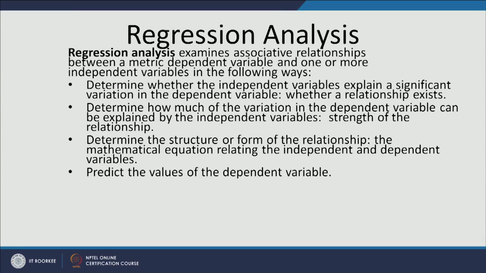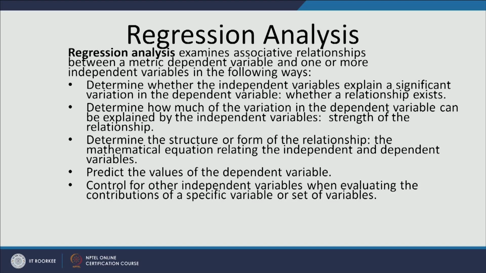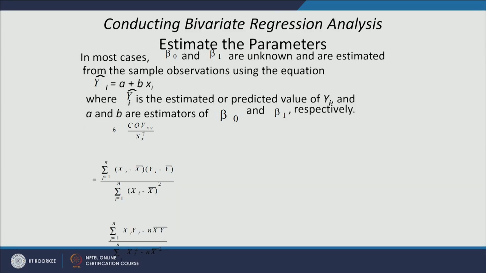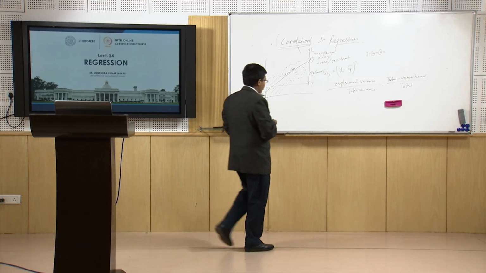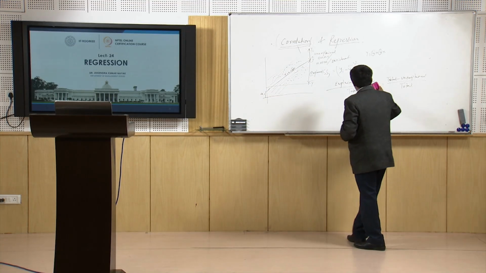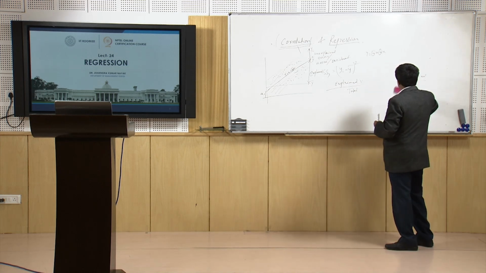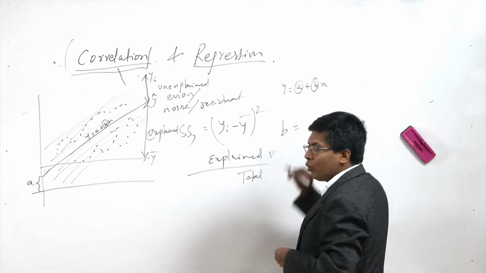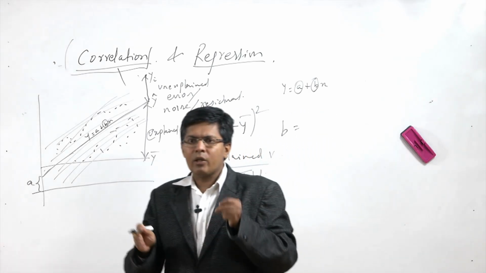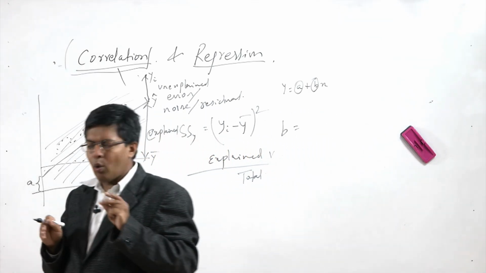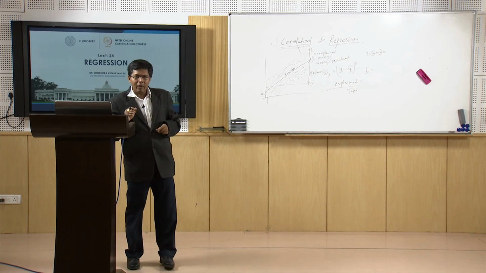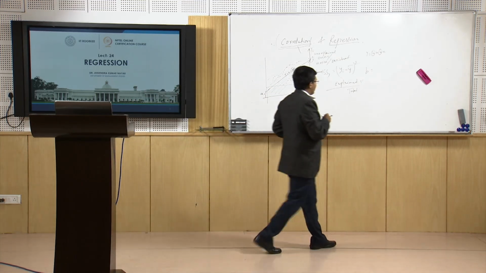So these are a few very important things. Now let us go to how to find that slope B. As I was saying, B, the slope, is nothing but the covariance between x and y divided by Sx square.